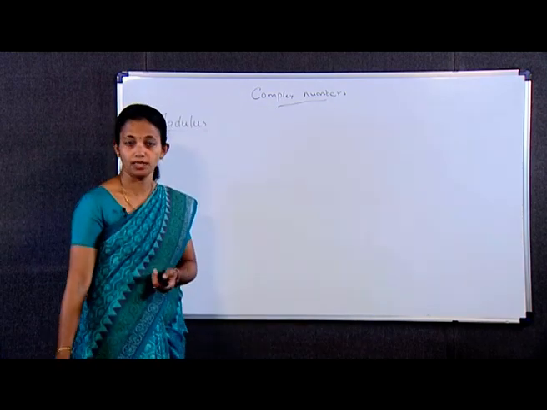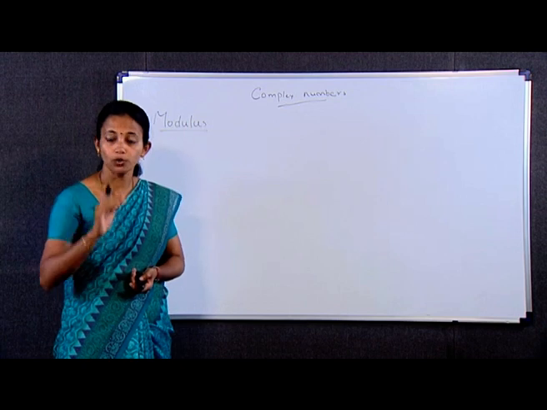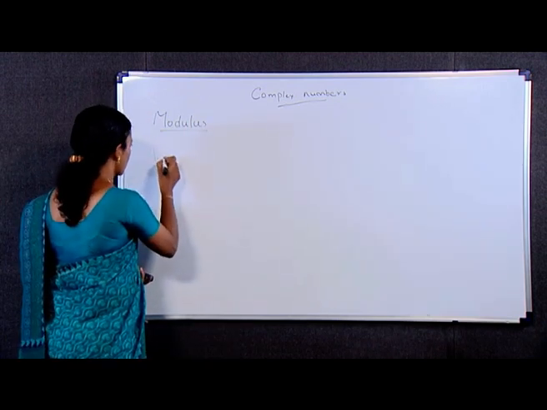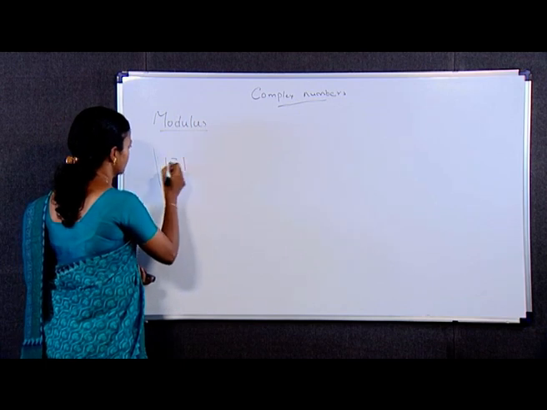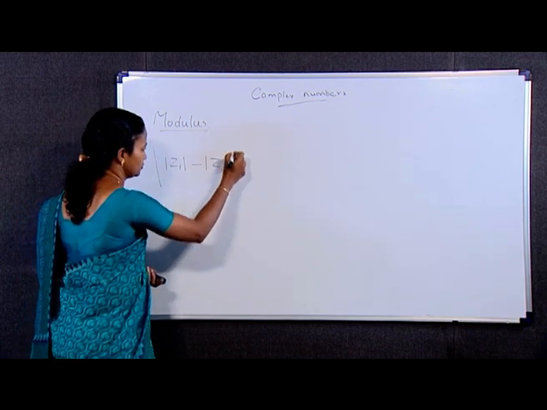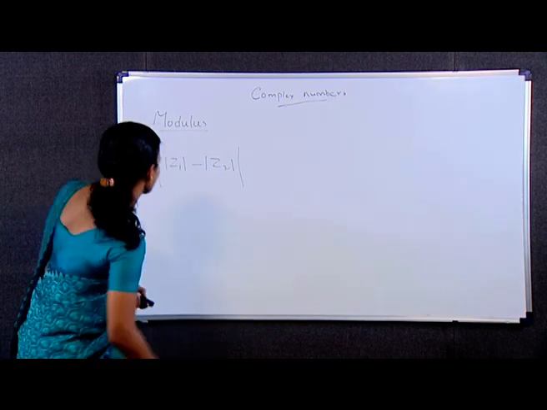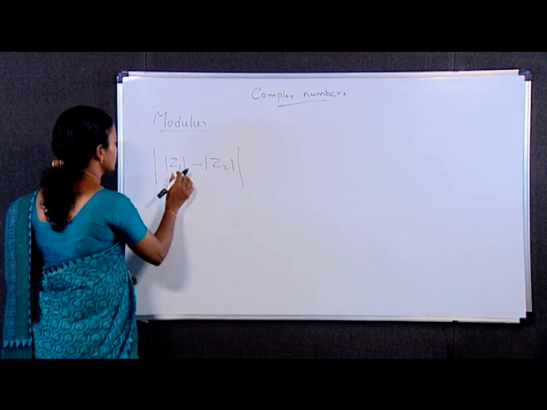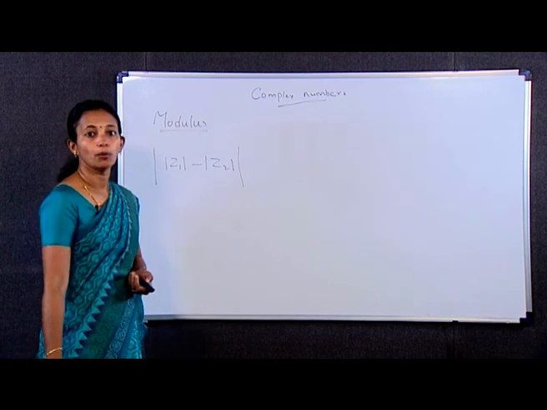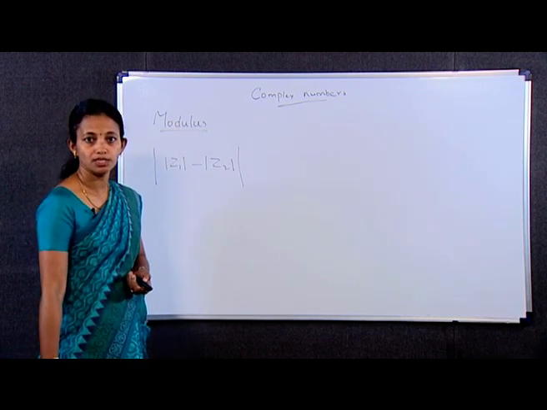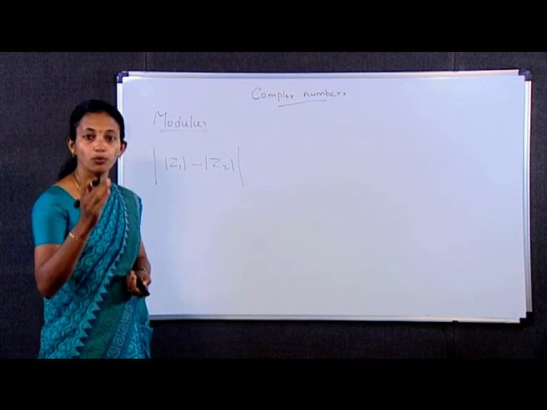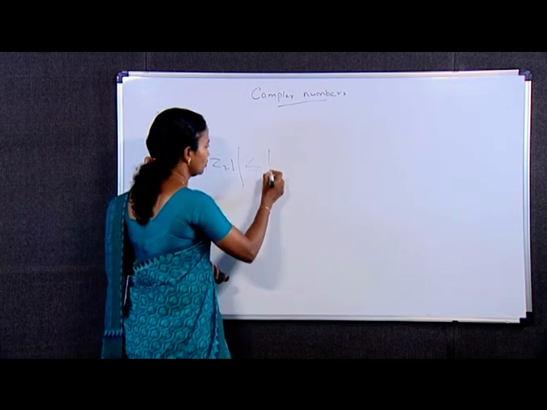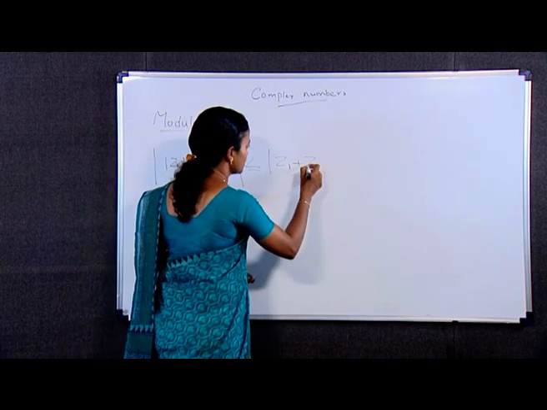The next one is modulus of mod Z1 minus mod Z2, which is always less than or equal to modulus of Z1 plus Z2.